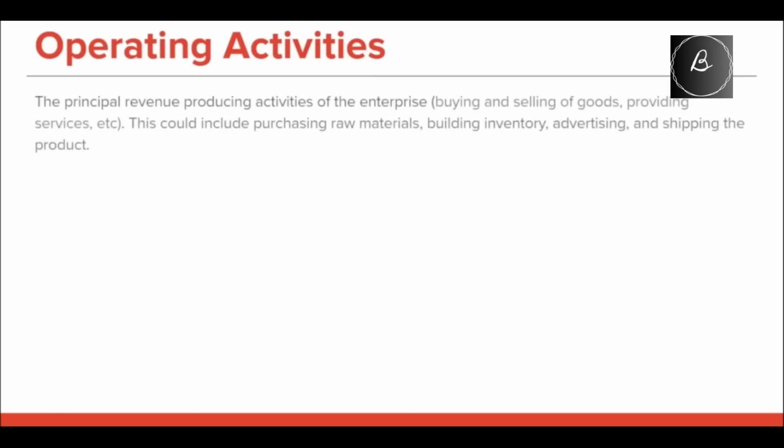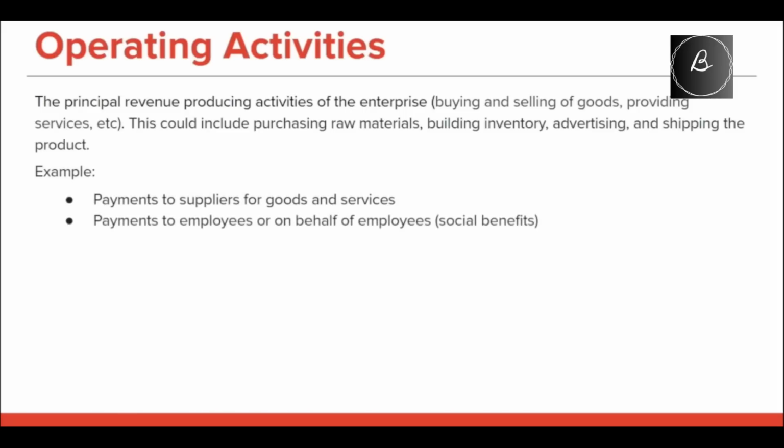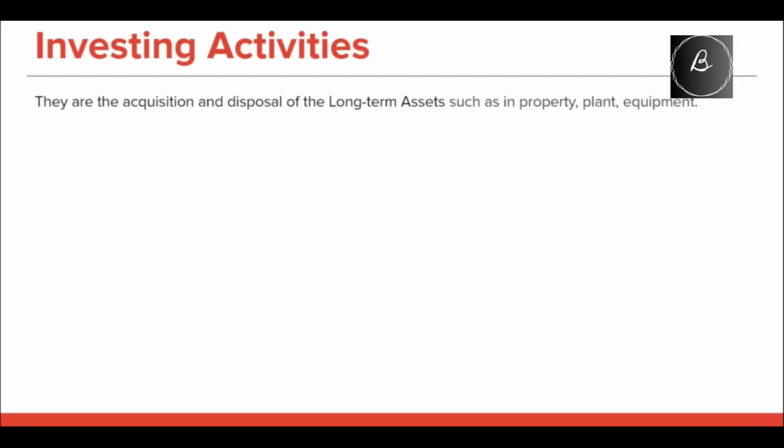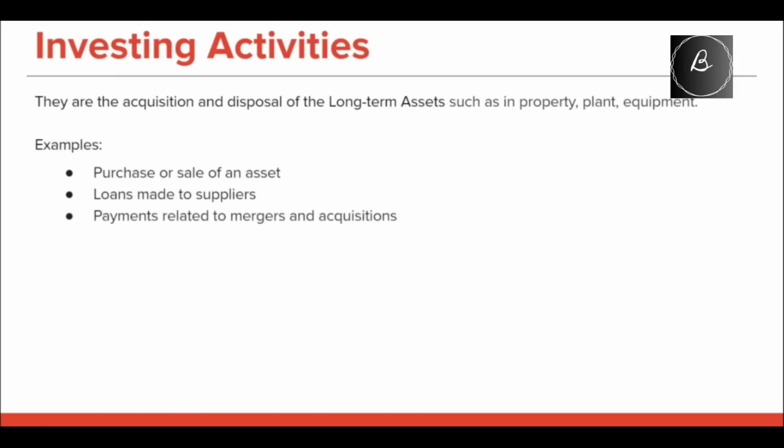Operating activities. Like said before, these are the principal revenue producing activities of the enterprise. Examples include payments to suppliers for goods and services, payments to the employees or on behalf of the employees such as social benefits, and purchase of merchandise. Investing activities. These are the acquisition and disposal of the long-term assets such as in property, plant, and equipment. Examples include purchase or sale of an asset, loans made to suppliers, and payments related to mergers and acquisitions.